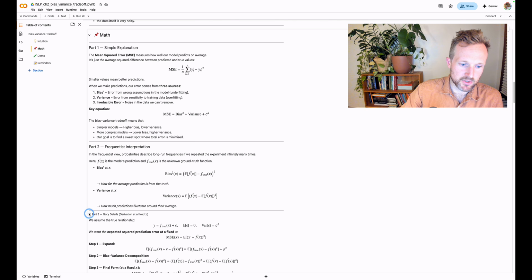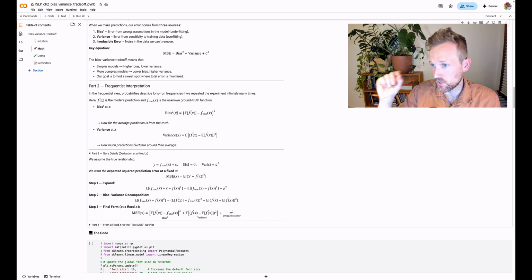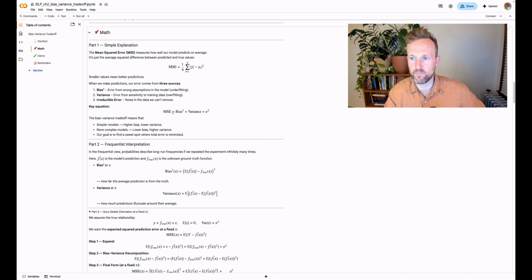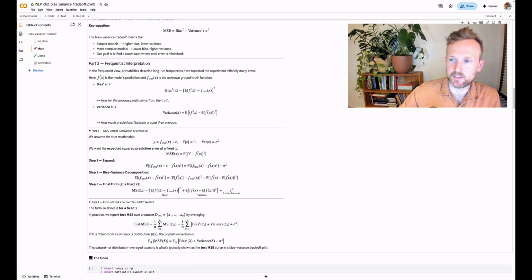And then I have some gory details here, like the actual derivation just for reference. And then I also go into a little bit of detail around, this is the bias and variance at x, right, at a specific x value. But really what we care about is this sort of overall bias and variance, right? So you have to average over all your x values to get the sort of generic plots that we're used to seeing for the bias-variance trade-off.